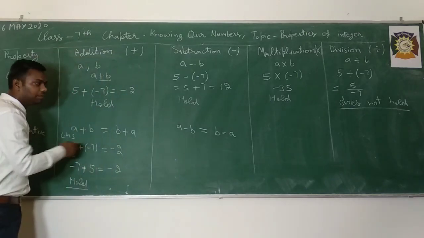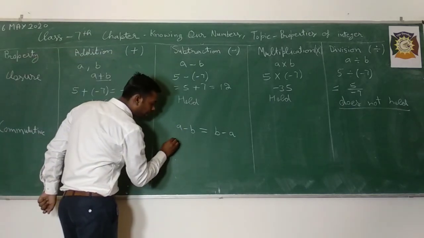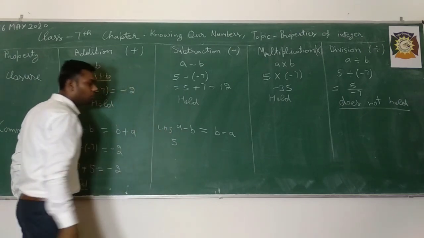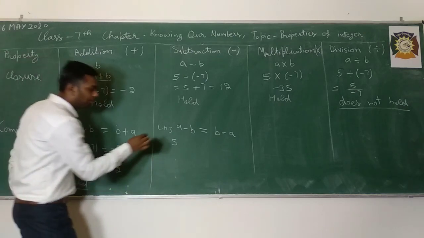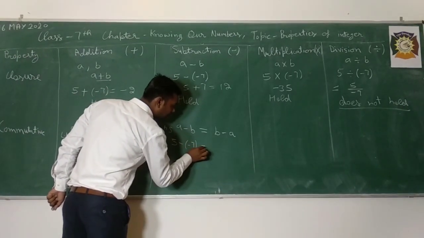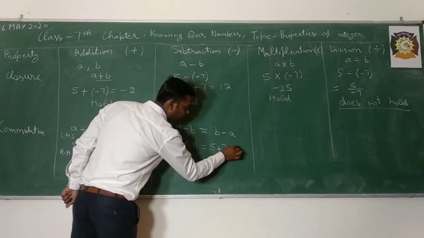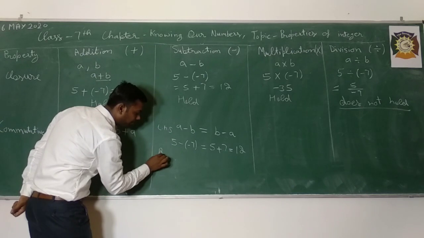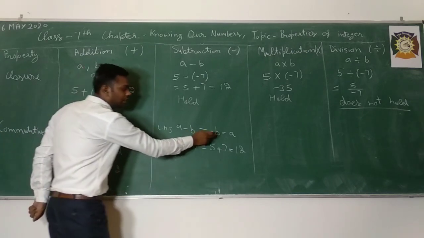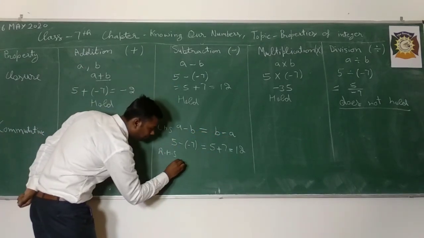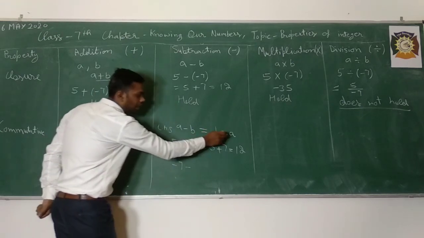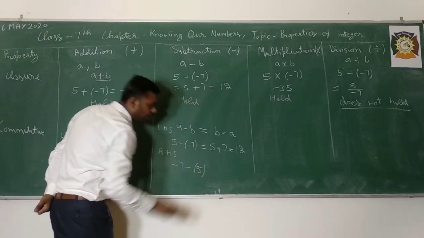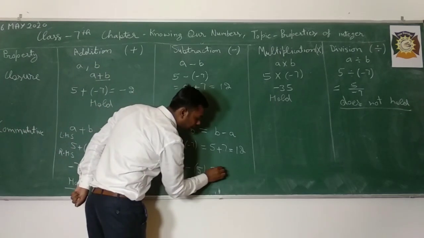Let's take the same integers. Left hand side: A equal to 5 and B equal to minus 7. That is equal to 5 plus 7, that is equal to 12. Next, take right hand side. Right hand side is B minus A. B equal to minus 7 minus A equal to 5. Add them, that's equal to minus 12.